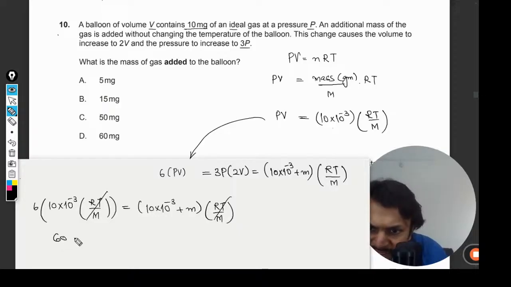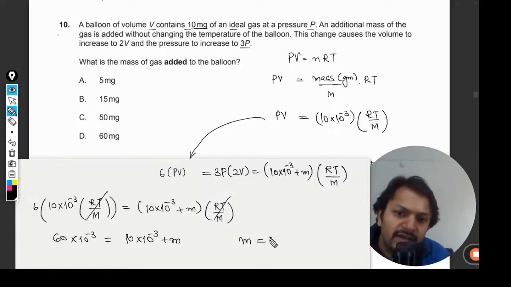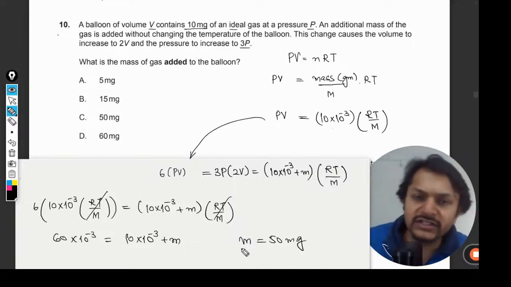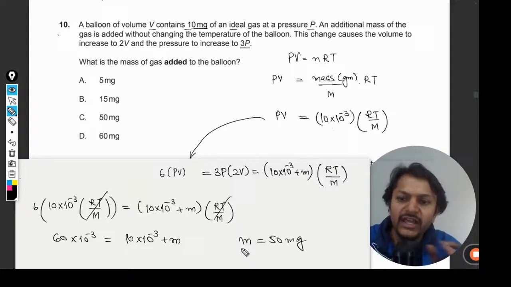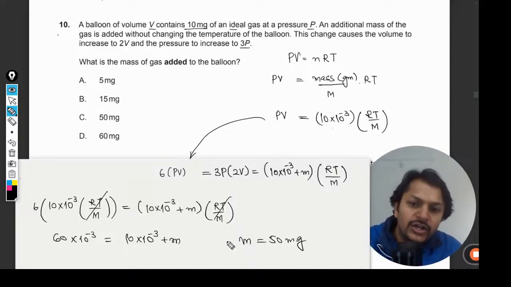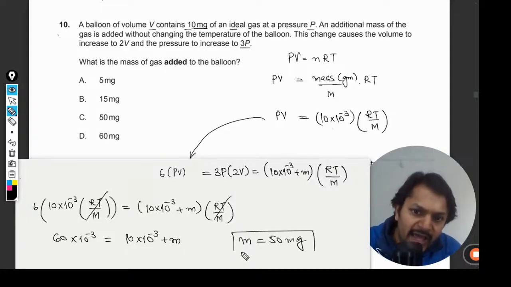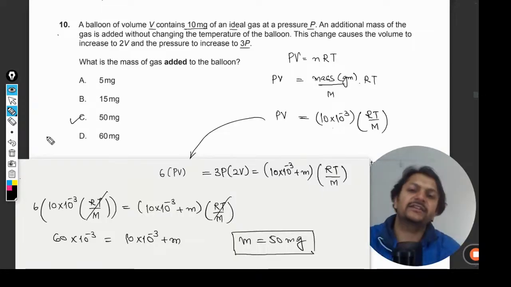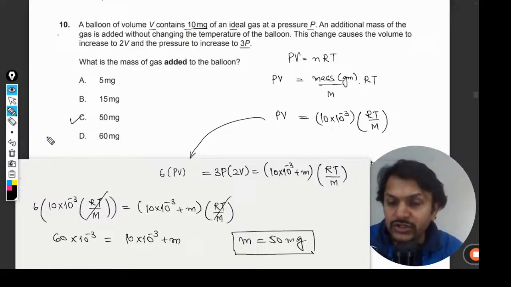So it becomes 60 into 10 raised to power negative 3 is equal to 10 into 10 raised to power negative 3 plus M. It means that M is equal to 50 milligrams. 10 is going to the other side, 60 minus 10 is 50, and 10 to the power negative 3 is there. So the new mass that will be added is 50 milligrams, and so C will be the correct answer. This is how we do this question.